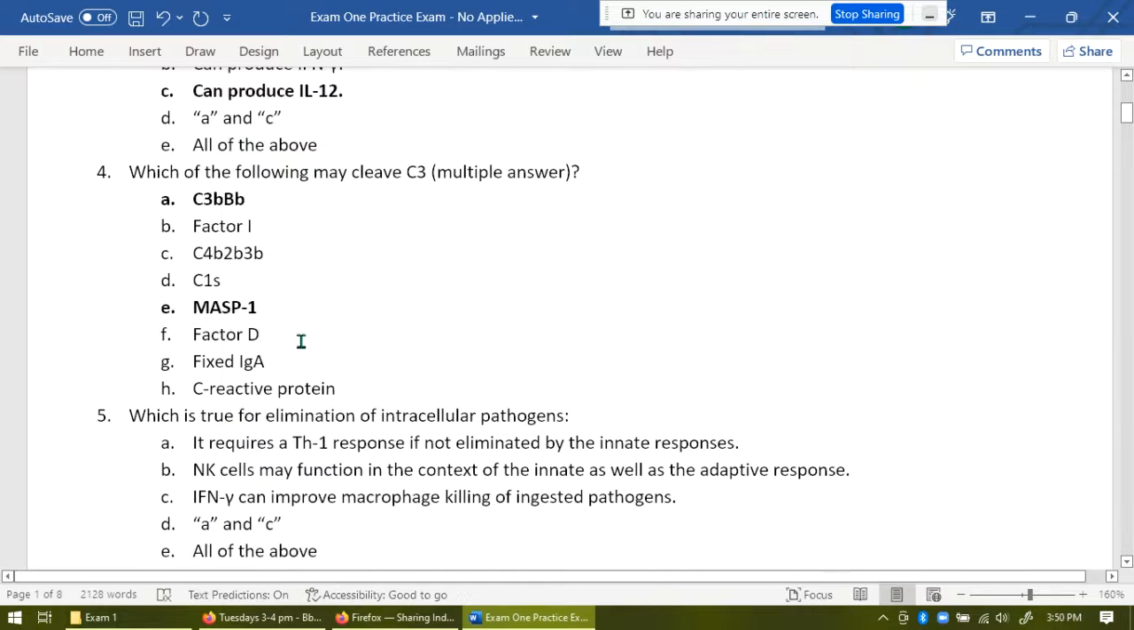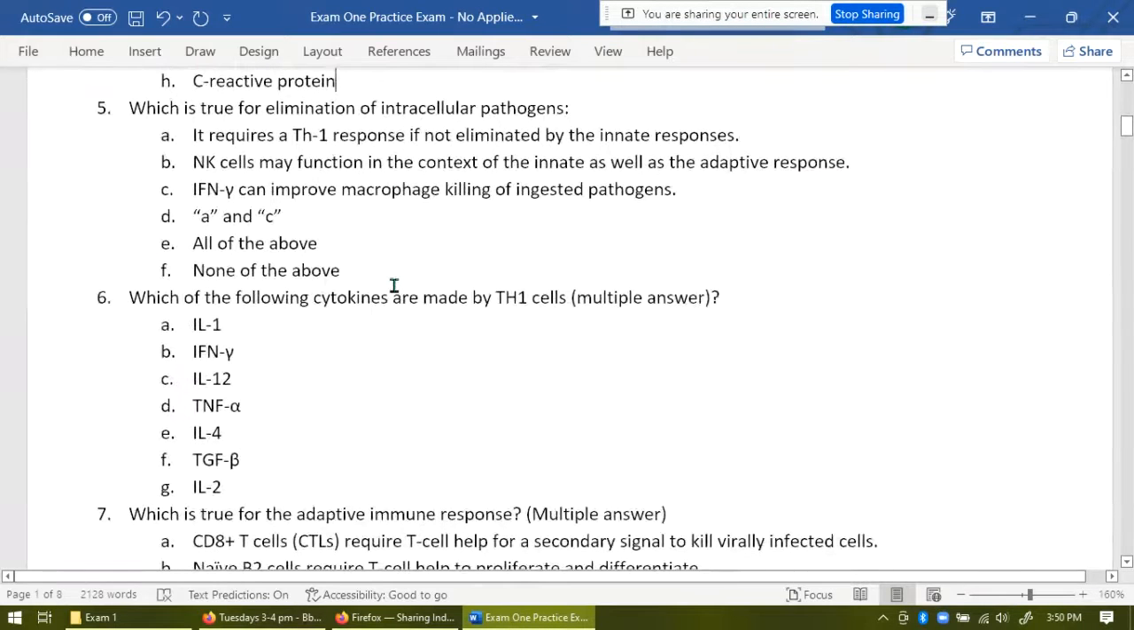MASP1, this one's actually true. MASP1, remember, is a promiscuous protease, and it can cleave molecules of C3 to some extent, even when it's not activated. So MASP1 can cleave C3. Factor D, nope. Fixed IgA can cause the cleavage of C3. This is one way that the alternative pathway can be activated. C-reactive protein, nope. Okay, which is true for elimination of intracellular pathogens?